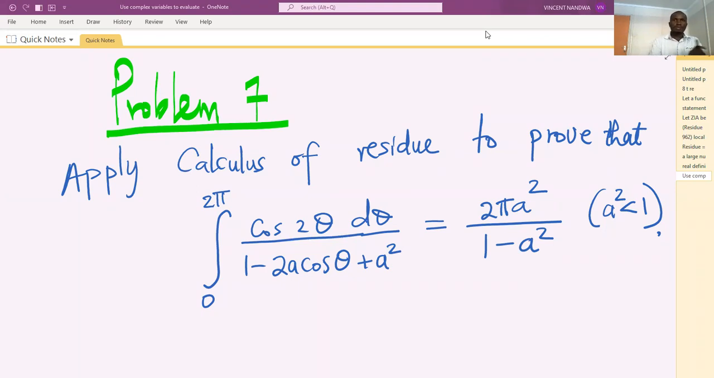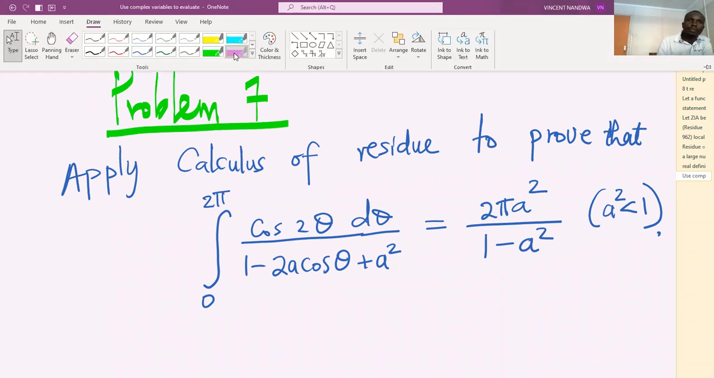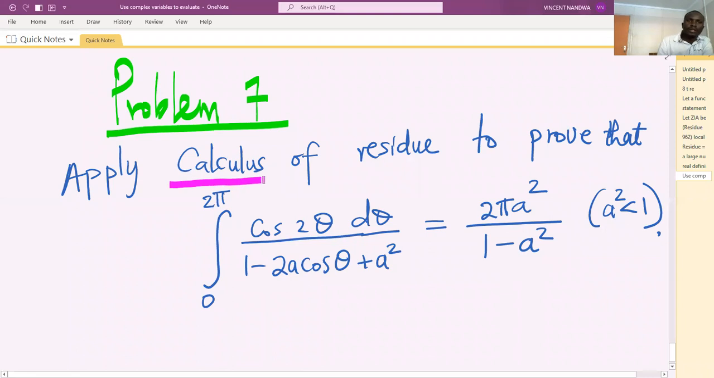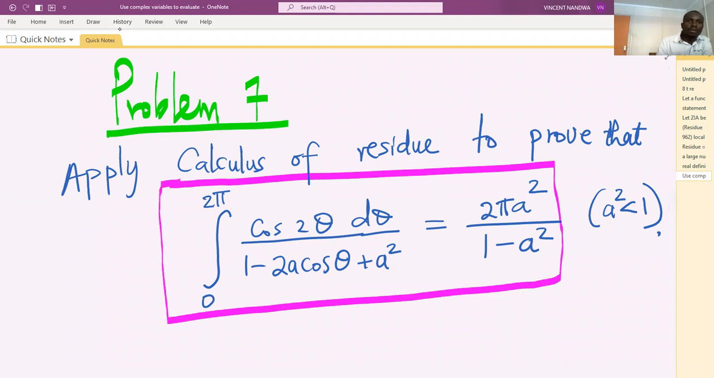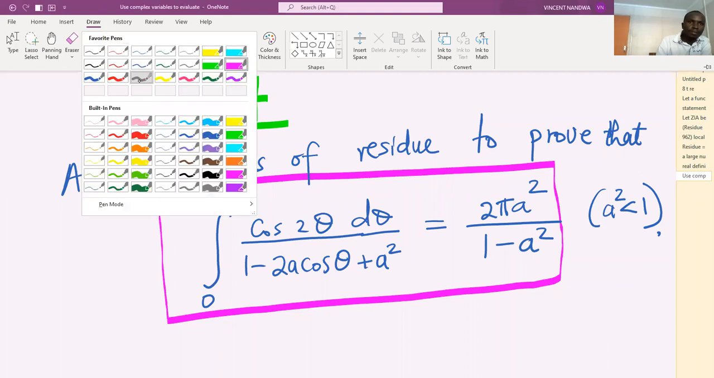So here we have to prove this integral: the integral from 0 to 2 pi of the function cos of 2 theta over 1 minus 2a cos theta plus a squared, you get 2 pi a squared over 1 minus a squared, and a squared is strictly less than 1.